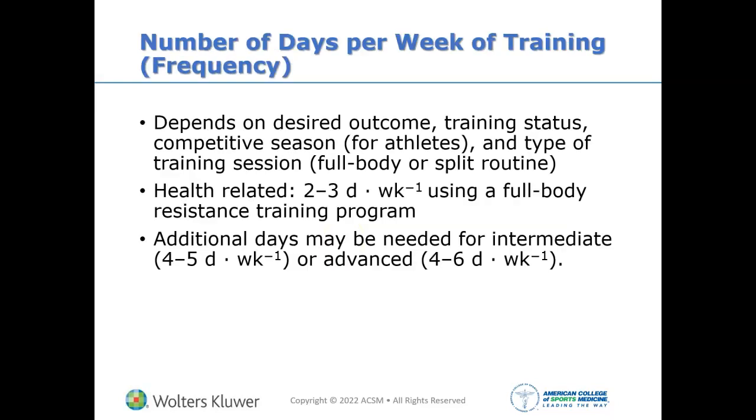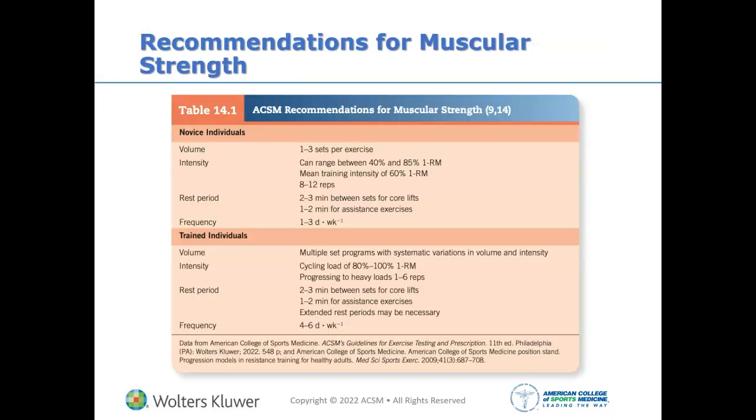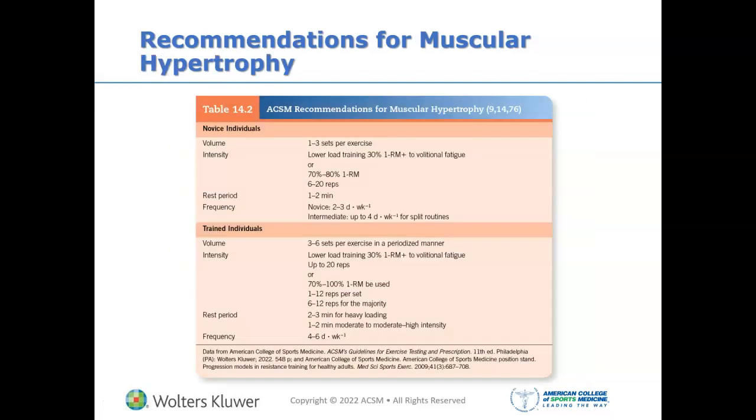The final thing that I want to point you to are these recommendations from the ACSM. For novice individuals, this mostly refers to people who trained many years ago and are no longer training. So maybe they have some experience, but they've not been training recently, or people who have never lifted before. So you can see on the top here, I've got novice individuals and I've got muscular strength, so somebody who's trying to get stronger. These are the parameters that I'm going to focus on.